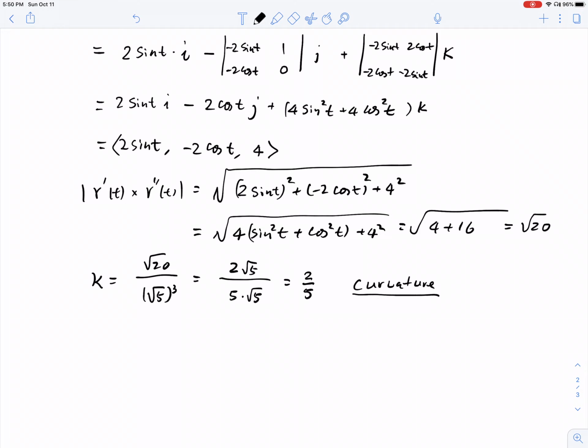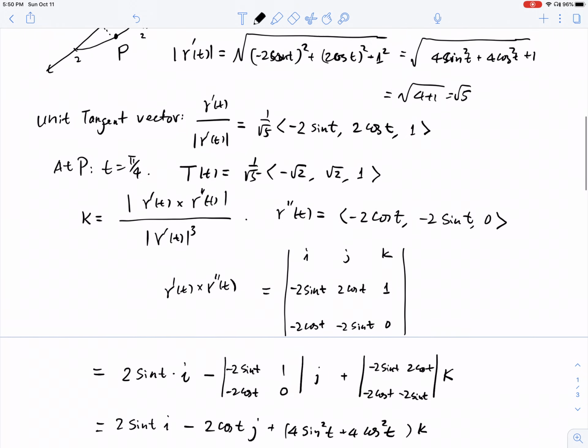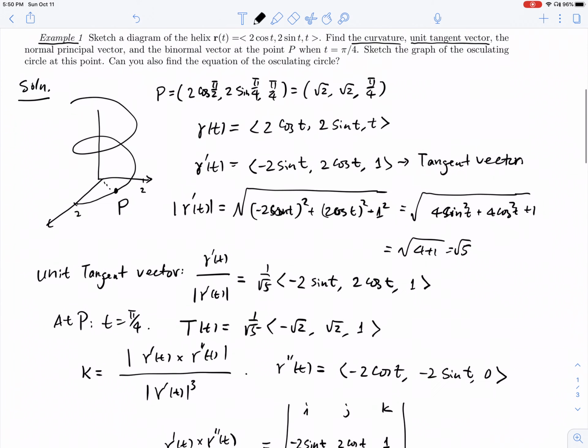You may say, what does curvature mean? We actually are going to explain that one. The smaller the curvature is, the straighter the curve is. So if curvature is 0, that means there is no curvedness, a straight line. If curvature is big, that means the curve is really, really curvy. Okay, so that's the curvature's meaning. It's how curved we say a curve is.